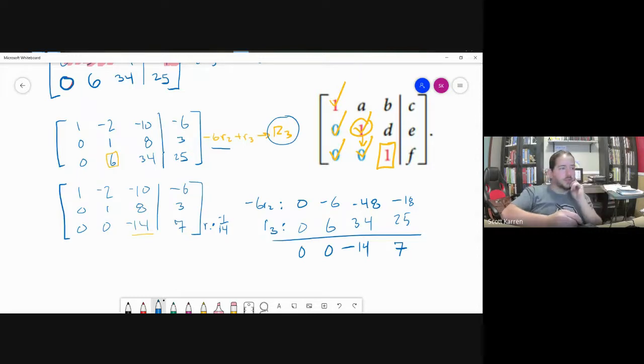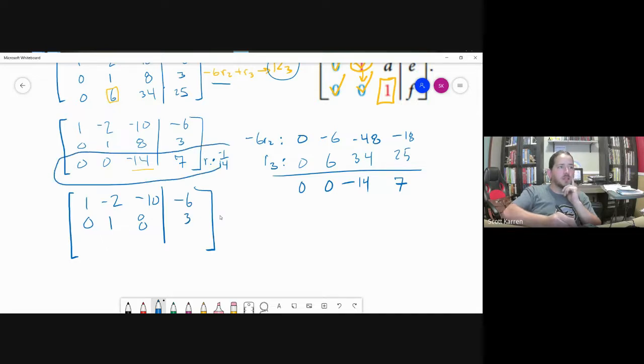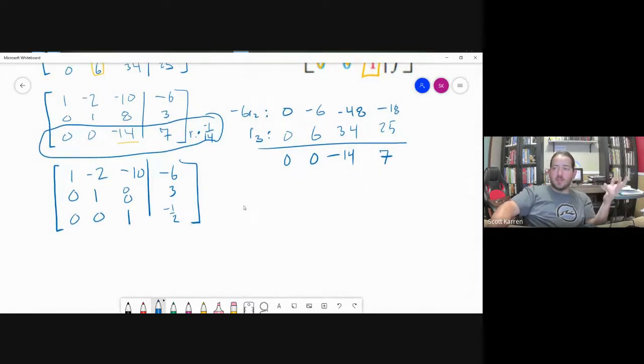So if I do, I'm just going to rewrite my matrix one last time here. This is 1, -2, -10, -6, 0, 1, 8, and 3. And then this last one I'm dividing by -14, so I get 0, 0. That's a +1 and -1/2, right? And so the Gaussian elimination is now complete.